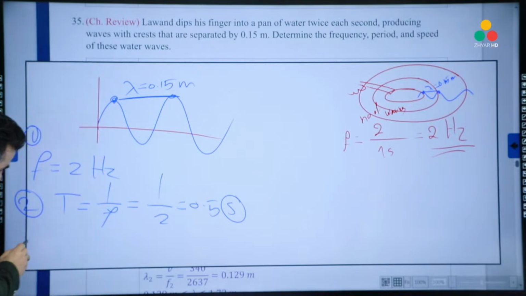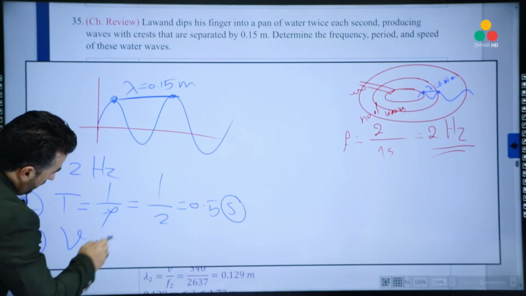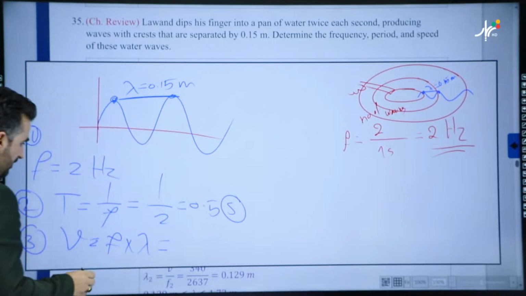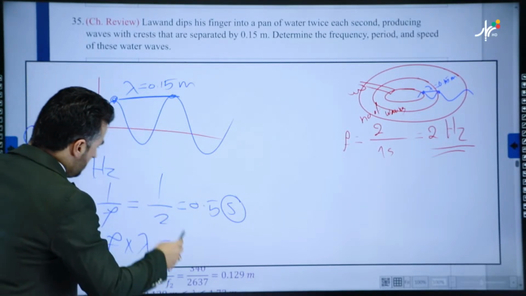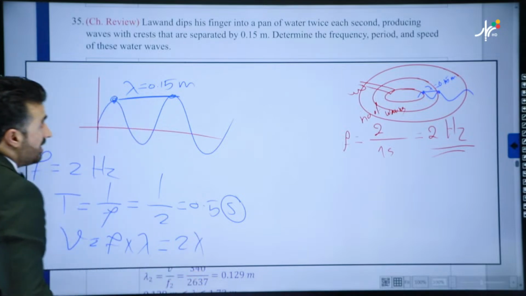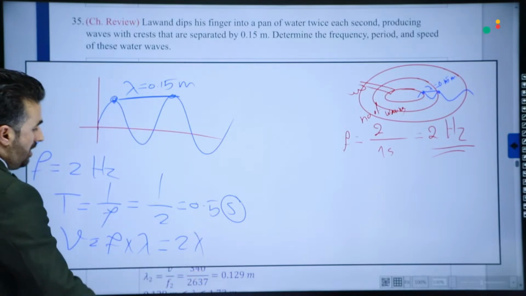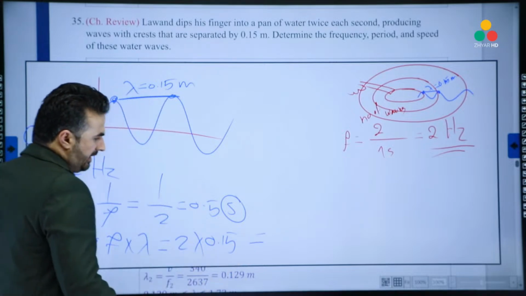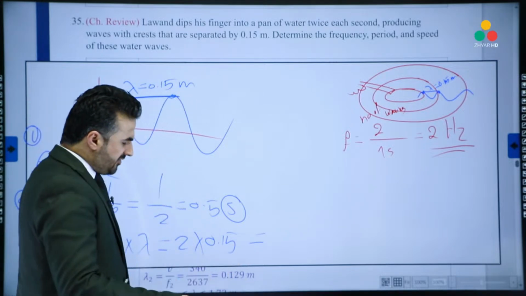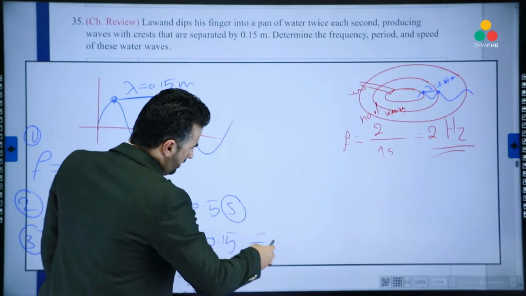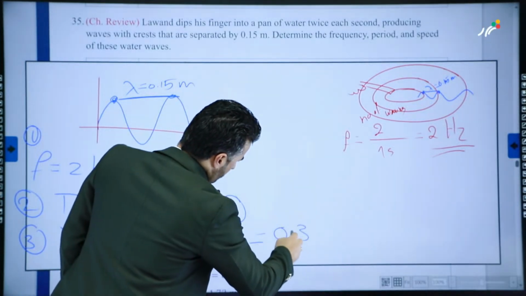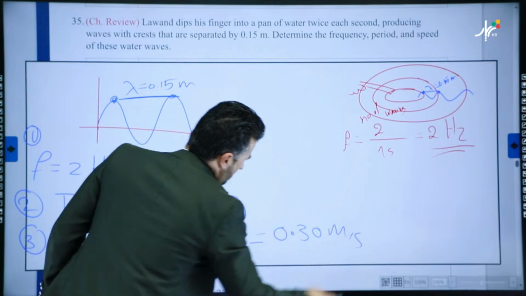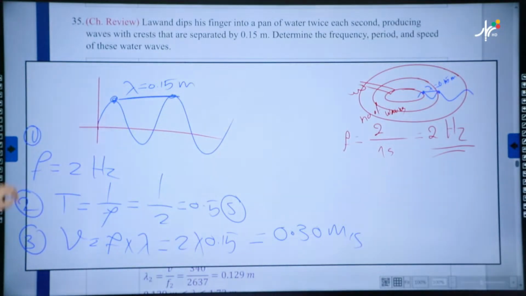Now remember, to find the speed, we need frequency and wavelength, correct? And we have them both. The frequency is 2. The wavelength is 0.15 meters. So that is basically 2 times 15, that is 30. So with 2 decimals it is going to be 0.30. That is going to be meters per second, since it is wave speed. Okay.